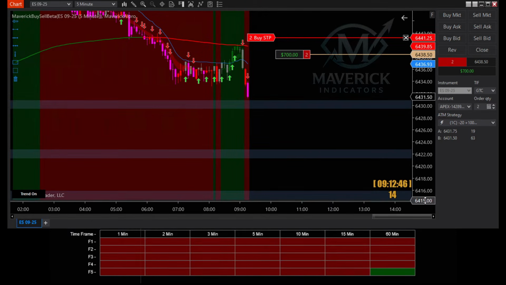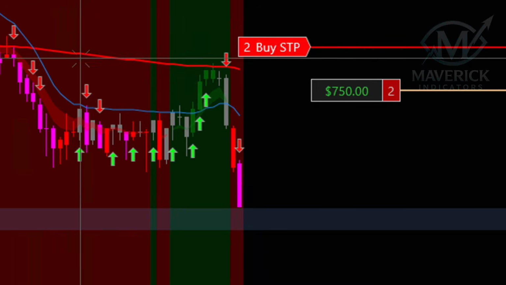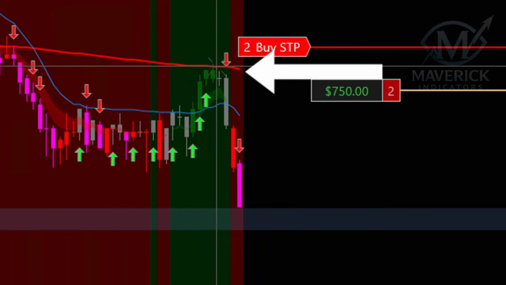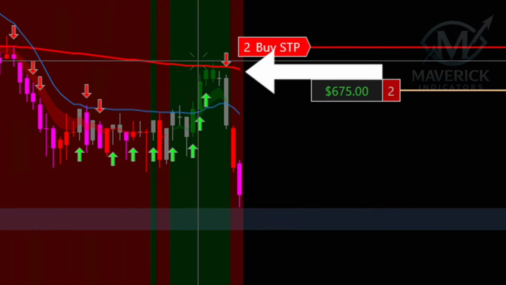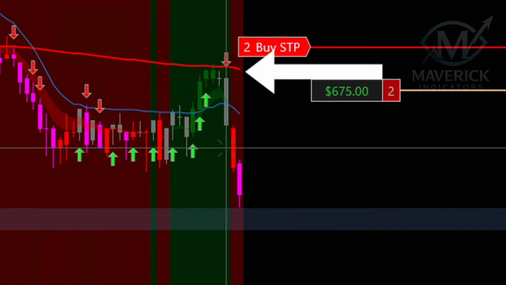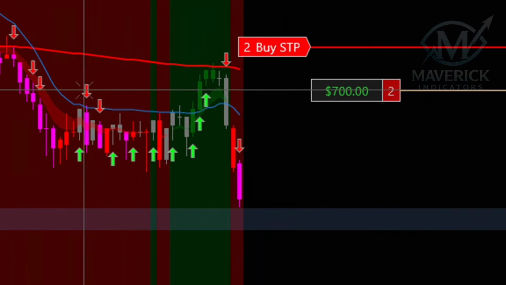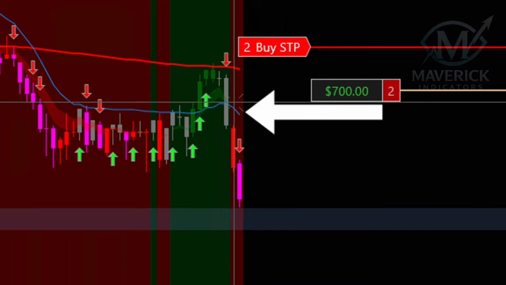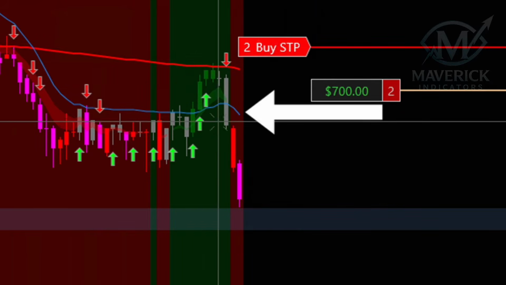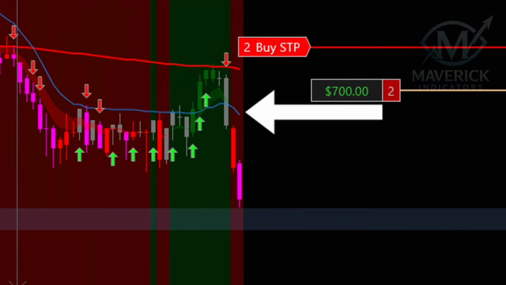Why are we in this trade? So first off, we are below the Maverick 200, which is your 200 EMA, but we color code it so it's nice and easy to see. We are below our Maverick guide. That is this blue line right here. When we are above the Maverick guide, we go long. When we are below the Maverick guide, we go short.